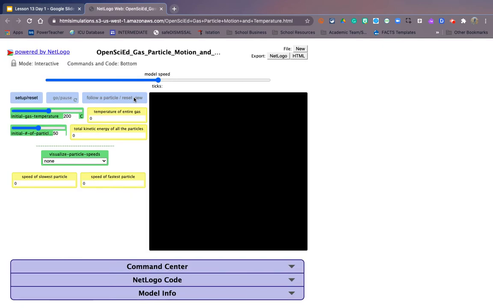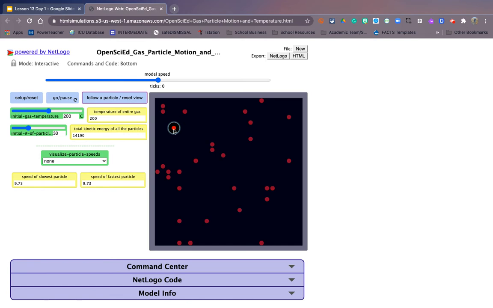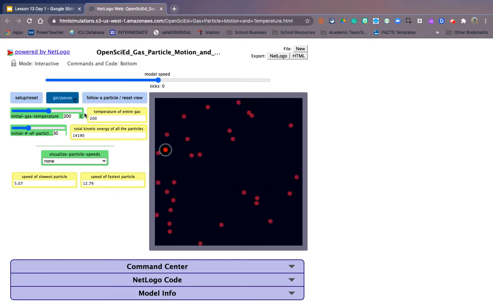We'll see if we can't get that to cooperate with us. So this time you're going to watch for if this particle collides with another particle and it slows down, watch the other particle that bounces off of it. Does it slow down or does it speed up? Or does it stay the same?